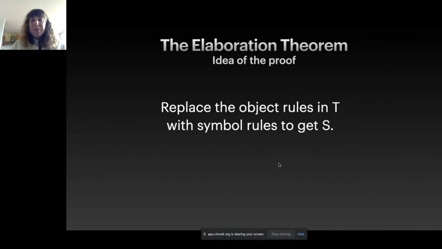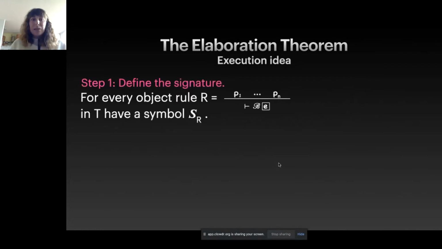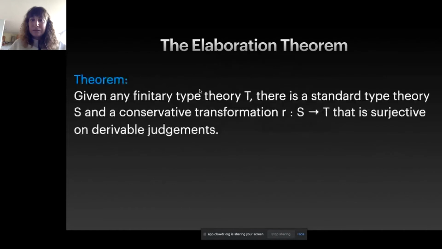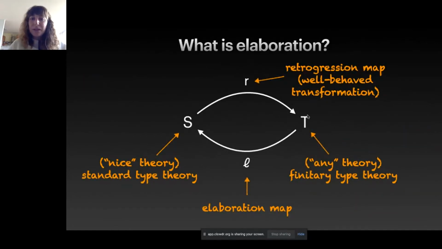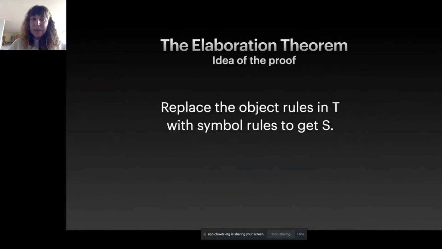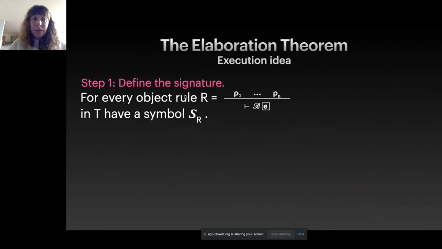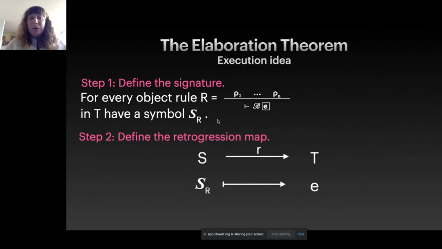And what are the steps? How would we do this? How do we execute this idea? Well, the first step is, of course, we have to define a signature for the standard type theory S. For every object rule in T, we start with some object rule and provide a symbol for it in S. Basically, every object rule will become a symbol rule, so we need a symbol for every object rule.